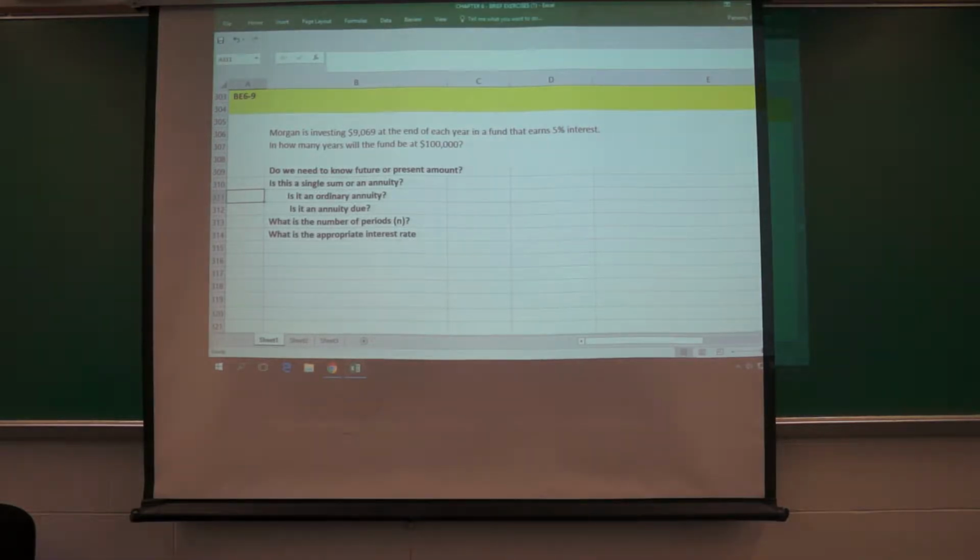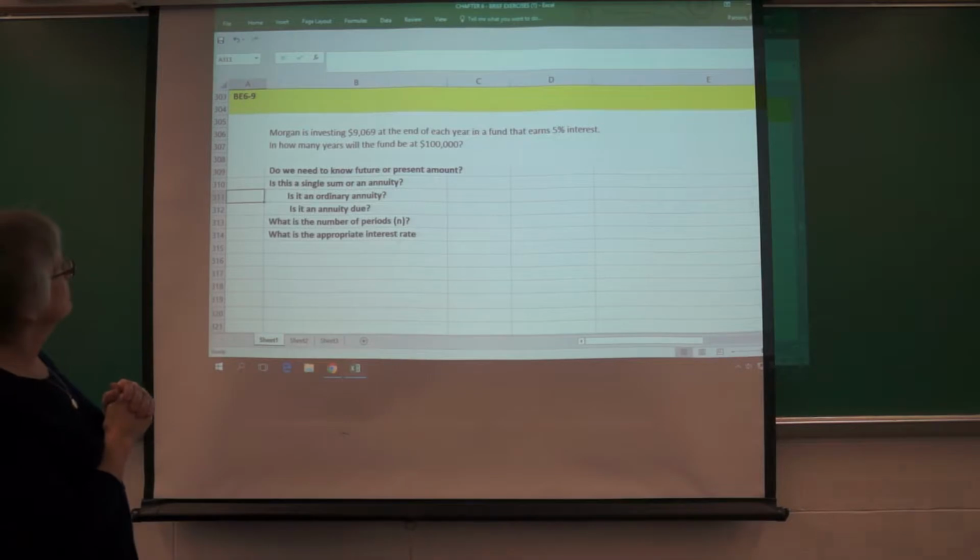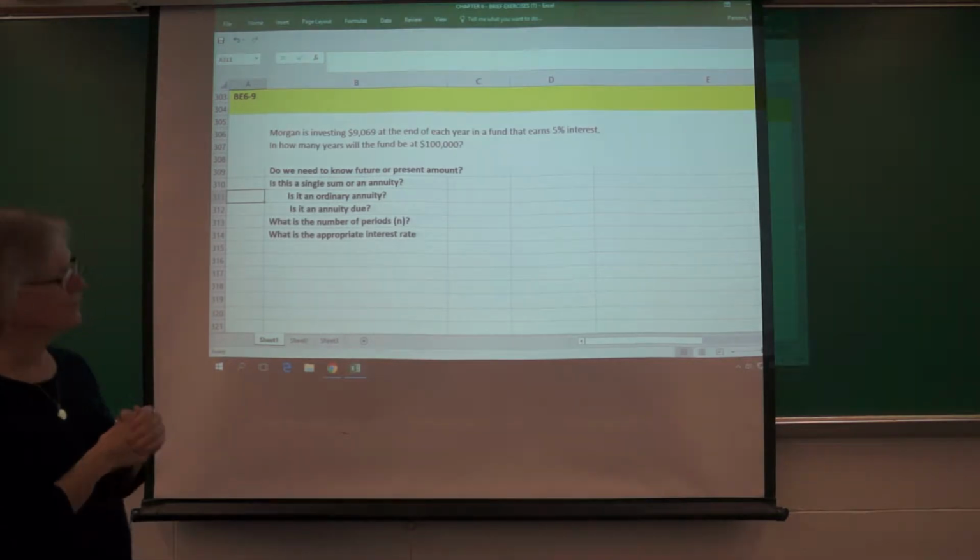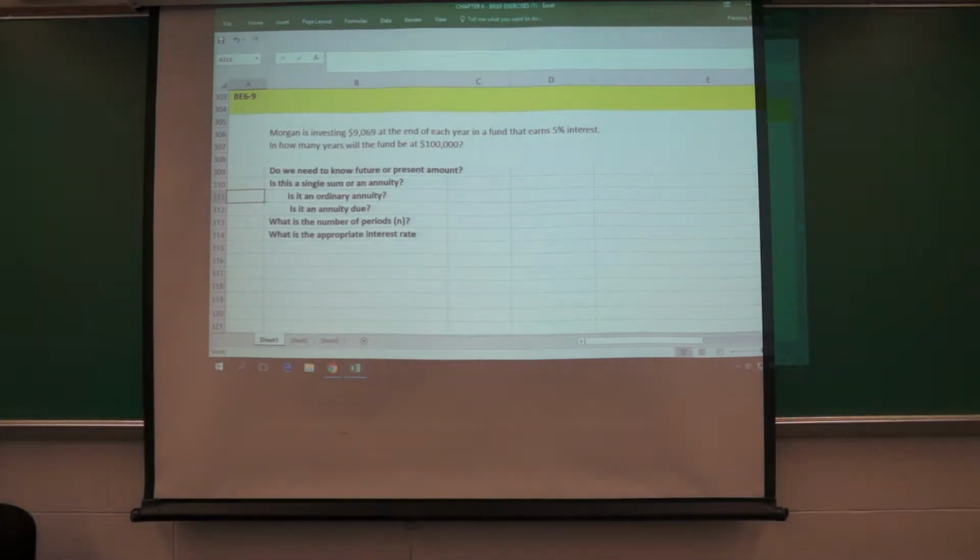So when we look at this, do we need to know the present or the future? Well, we know that 9069 is kind of the present and 100,000 is the future. So in this case, we know both. Single sum or an annuity? Well, it does use the word each year, so it's ordinary because it's at the end of each year. Number of periods, how many years? That's what we need to know. Appropriate interest rate, 5%. Okay, so this is the problem we have here.